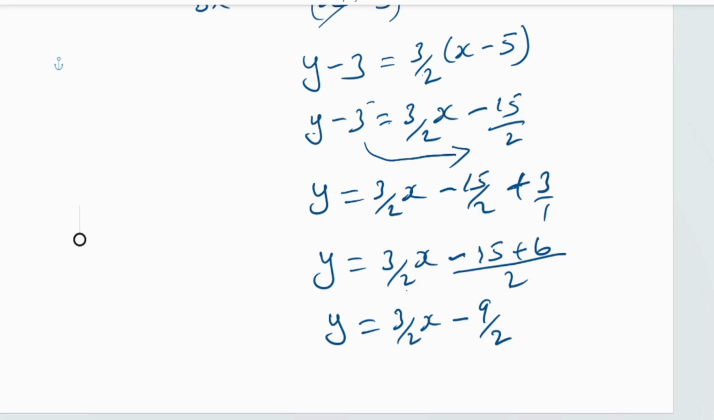And we can multiply everywhere by 2, and it will be 2y is equal to 3x minus 9. And this is the last answer, this one.